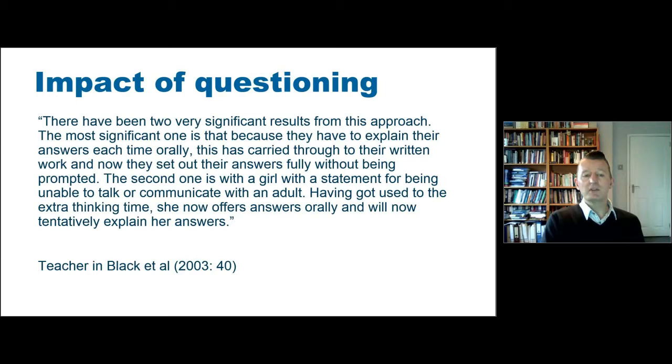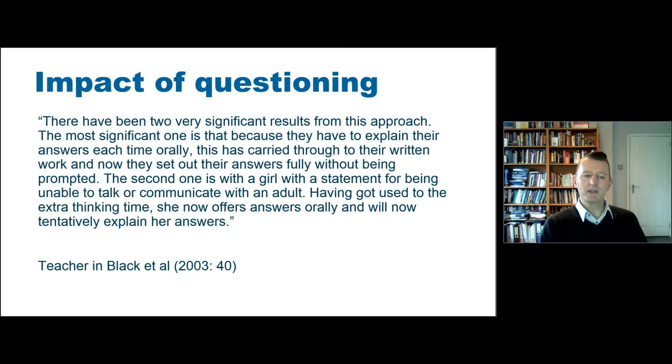Here's an example, a reflection from a teacher in a book that Black and Wiliam and others wrote in 2003. Having devised their set of suggestions, they embarked on an implementation program that was encouraging teachers to adopt their suggestions into their teaching practice. And lots of the teachers found it very difficult to get away from these old routines of fast questioning, keeping the pace of the lesson going. But here's a teacher who really engaged with this seriously.